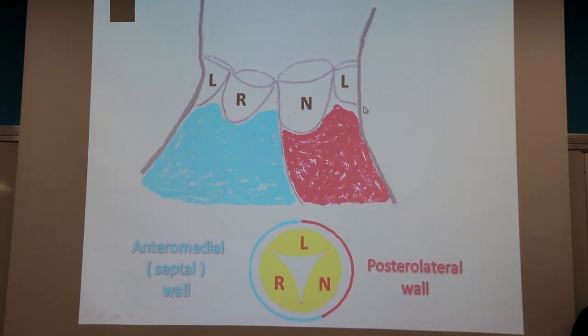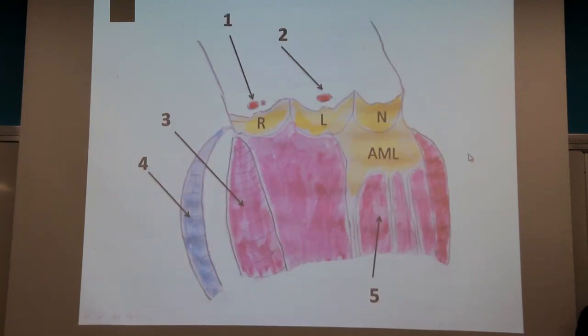And here is the relation, really. Look here: half of the left and all of the non-coronary cusp are related to the free wall, while all of the right and half of the left are related to the septum.